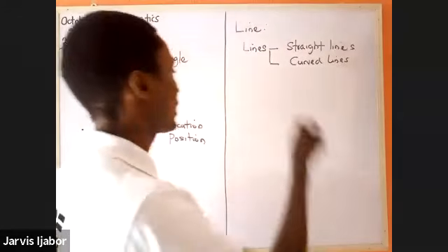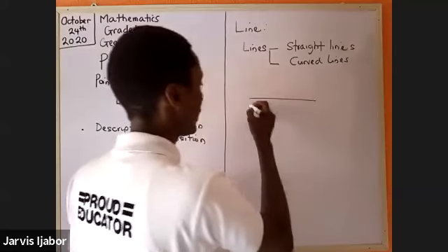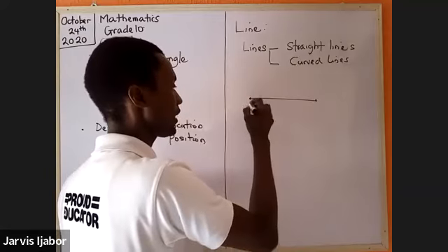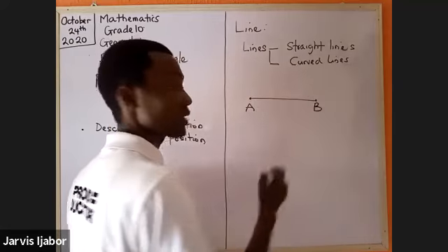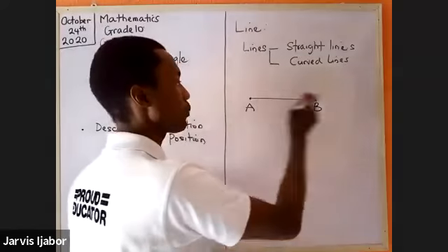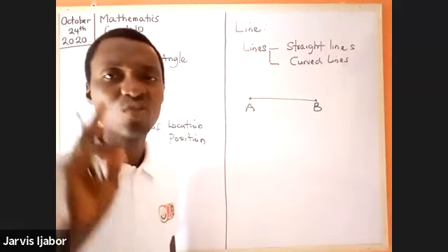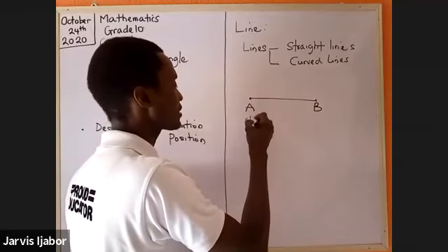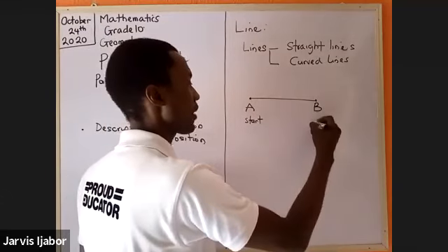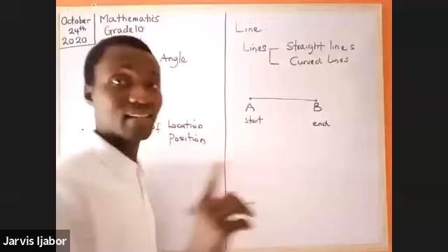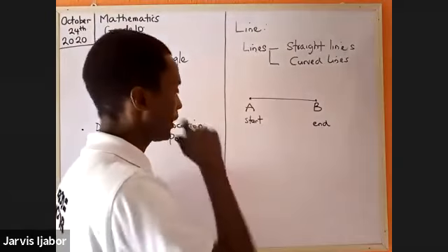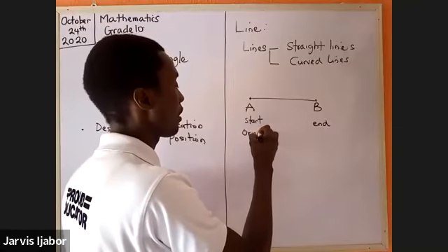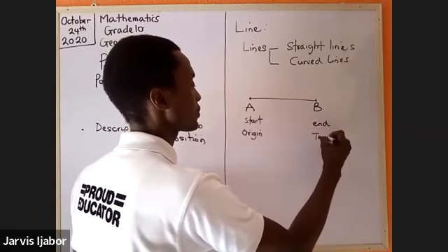So let's look at that. If I have this as a line, let's say a straight line. This is point A, this is point B. I move from point A to point B. What I have is a straight line. So we can call this our start point, and we'll call this our end point. Every straight line has a start and an ending. Then we can also call this our origin, and we can call this our terminus.